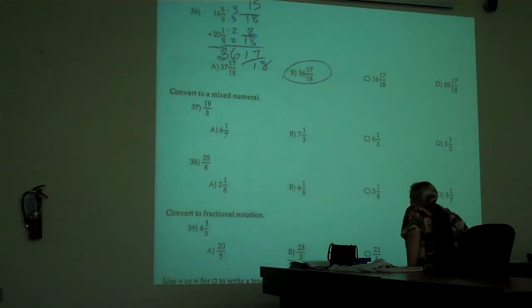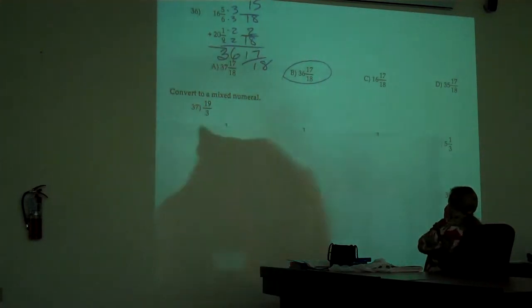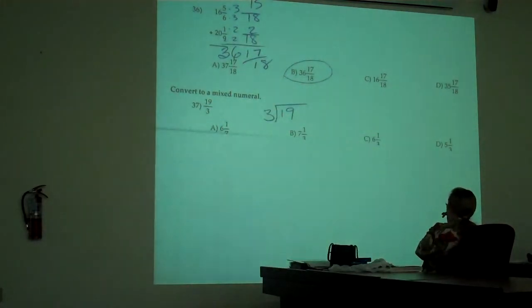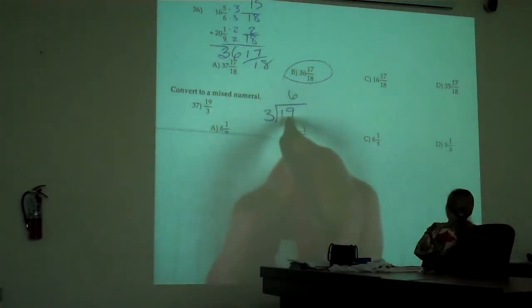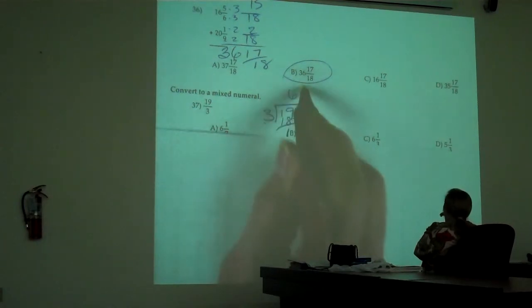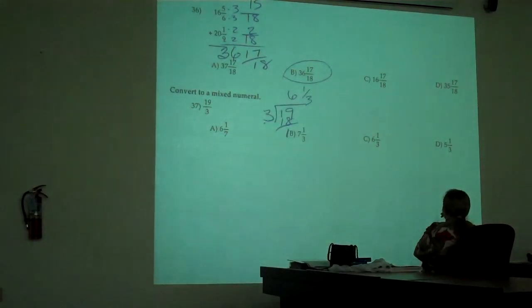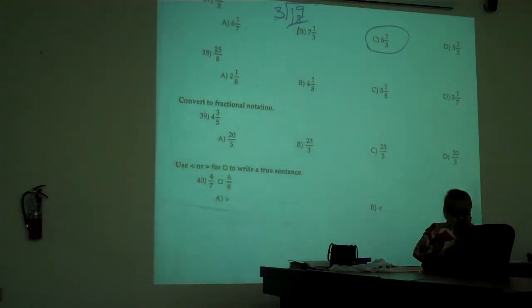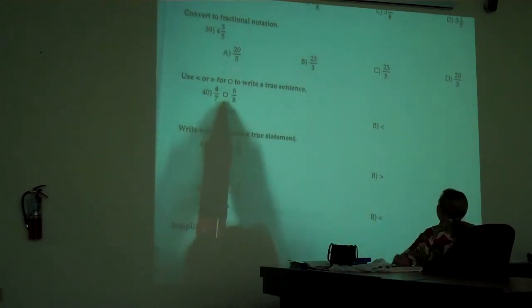Convert to a mixed number. We had some of those earlier, huh? 19 divided by 3 is 6, right? And 1/3. Okay, we don't need to do that one. This is more improper. We don't need to do any more of those. Oh, here we have another one.